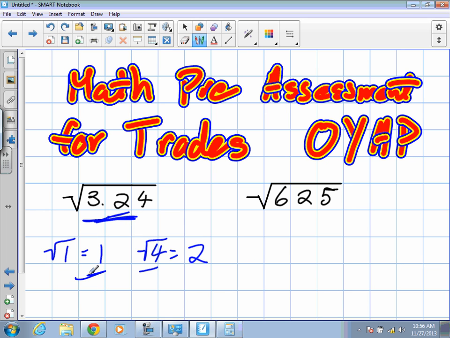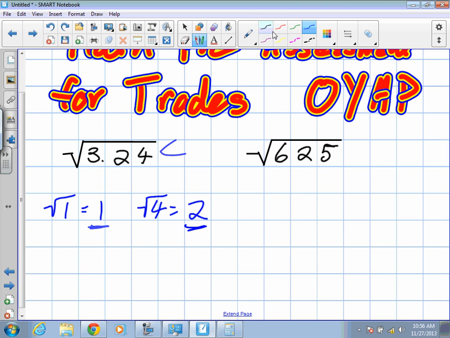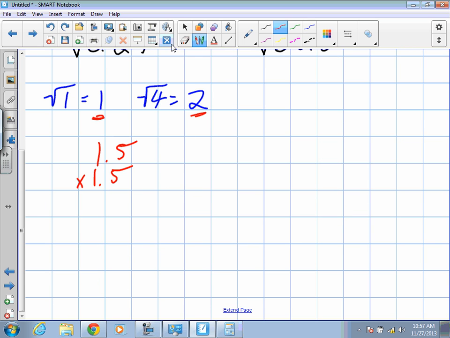Okay, so our answers were 1 and 2. So we know the answer of this must be between 1 and 2. Okay, so we're going to use some educated guessing to go through this. What falls between 1 and 2? 1.5. So let's try 1.5 by 1.5. This one I'll use that box multiplication for, just so you guys get to see it again.